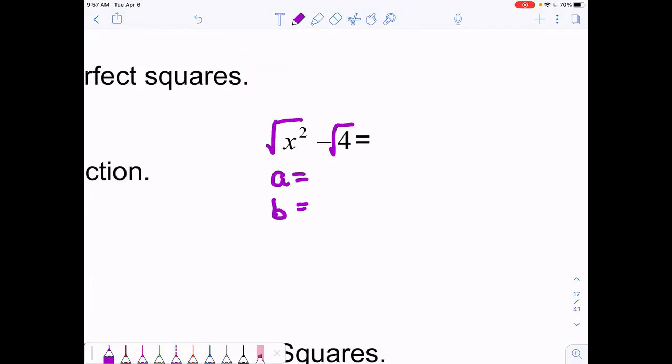So the square root of x squared. Jason, what times what makes x squared? x. So the square root of x squared is just x. That's going to be my a value. My b value is going to be the square root of 4, not the negative, just the 4. Jason, what times what makes 4? 2. So again, I'm not multiplying a times c. Instead, it's a totally different factoring, we're taking square roots.